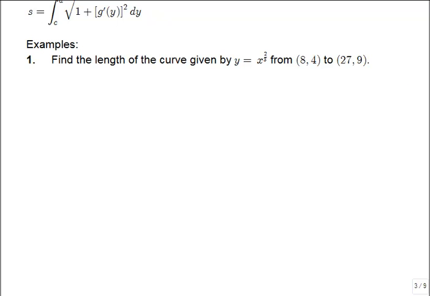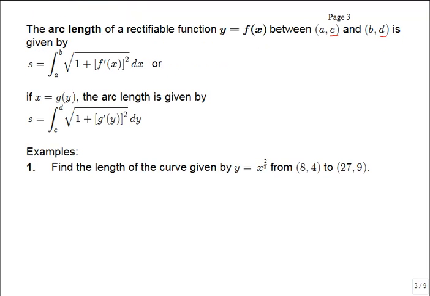But we're going to look at a few that are able to be manipulated so that they can be integrated. So, first example, find the length of the curve, so that means arc length, given by the function y equals x to the 2/3 from (8, 4) to (27, 9). Since this is given as y as a function of x, I'm going to use a dx integral according to this formula right here. And in order to use this formula, I'm going to need to know what f prime of x is. So let's go ahead and find that first.